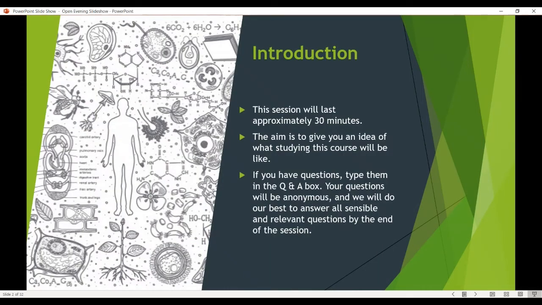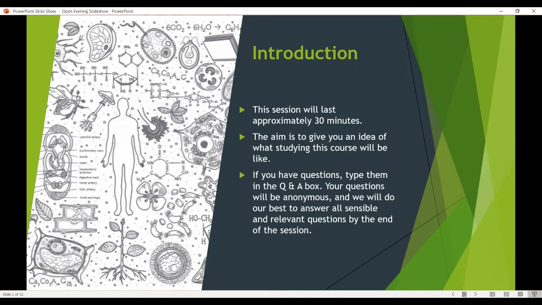Okay, so this session is going to take approximately 30 minutes. The aim is to give you an idea of what it would be like studying the course here at Solihull. And if you have any questions at all, type them into the Q&A box and one of my colleagues will either attempt to answer it or they'll pass it to me at the end of our session and I'll go through some of the commoner questions with some answers at the end.